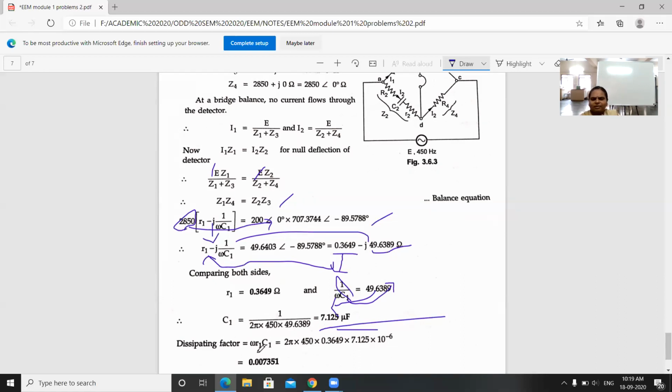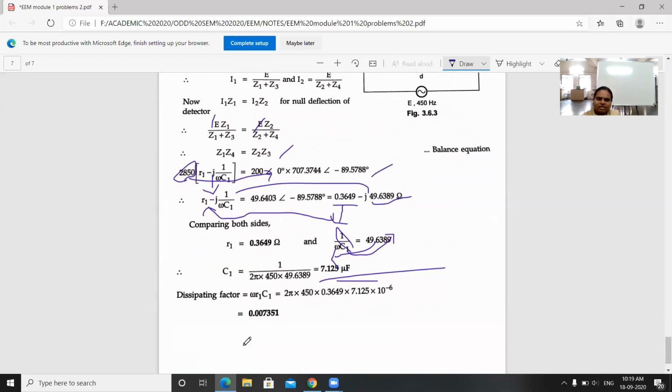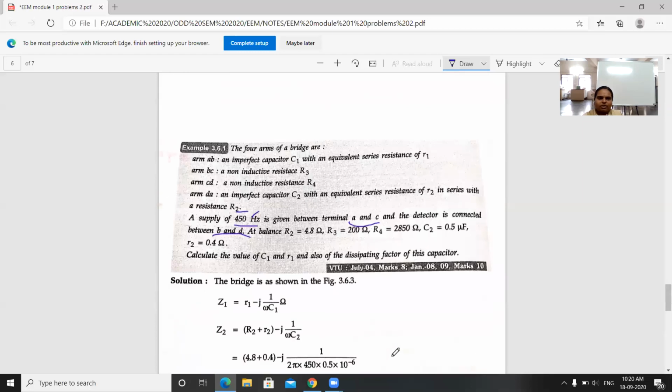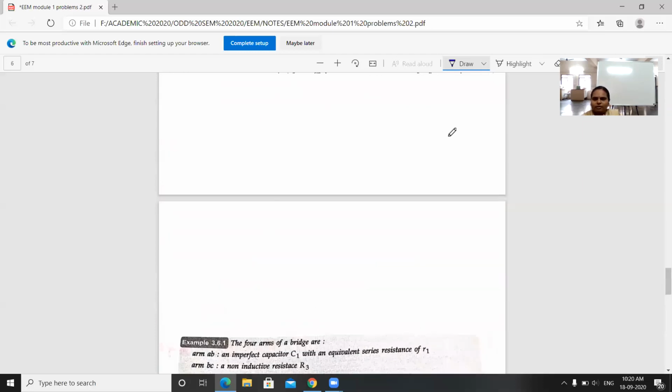Then what is the dissipation factor? The dissipation factor is taken as omega R1 C1. So omega is 2 pi F, 2 pi into 450, and R1 is given as 0.3649 and C1 is taken as 7.125 into 10 raised to minus 6. If you calculate, you will be getting a dissipation factor of 0.007351. This is a problem based on the Hay bridge. We'll stop here. We'll continue in the next class.